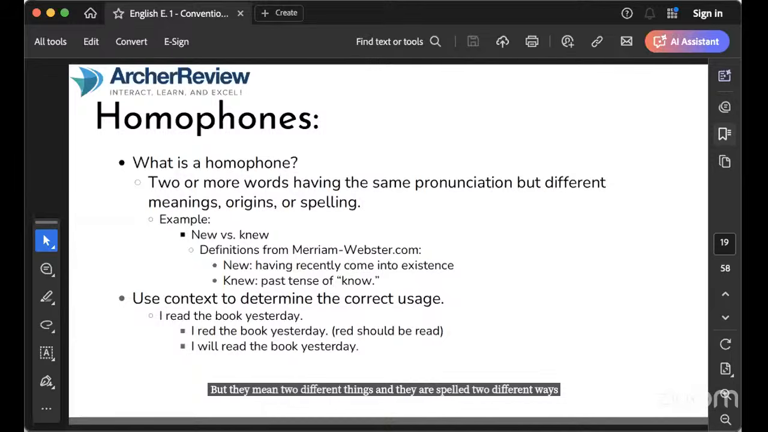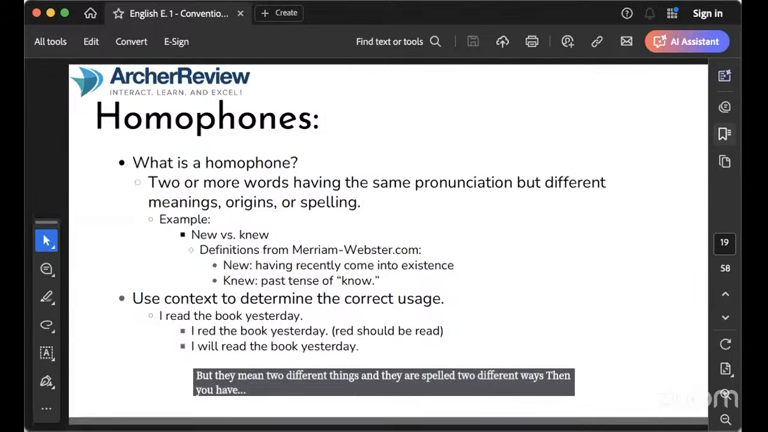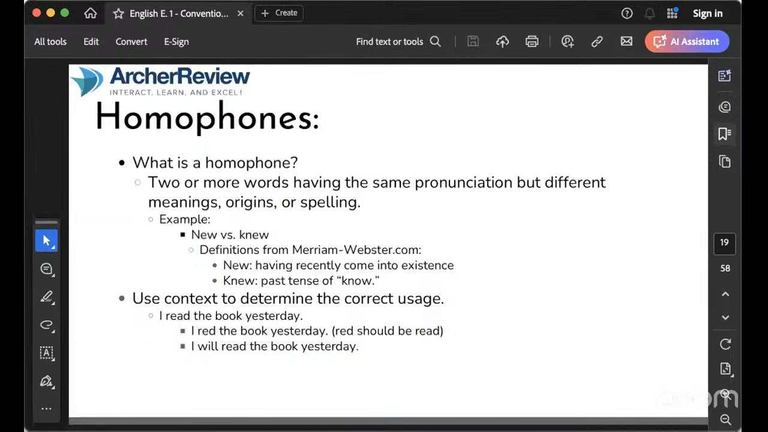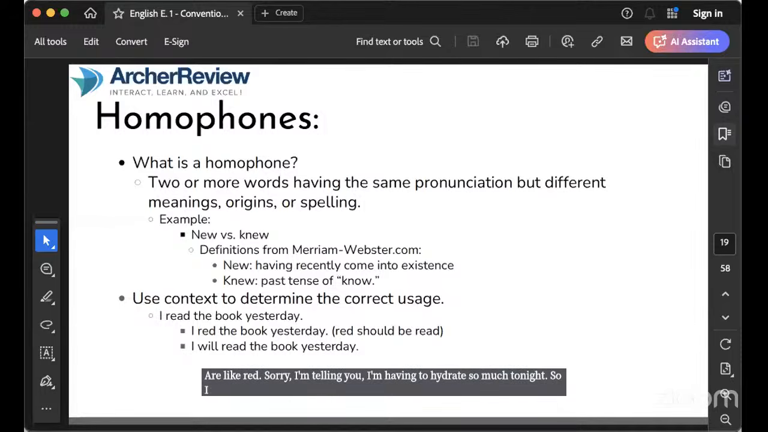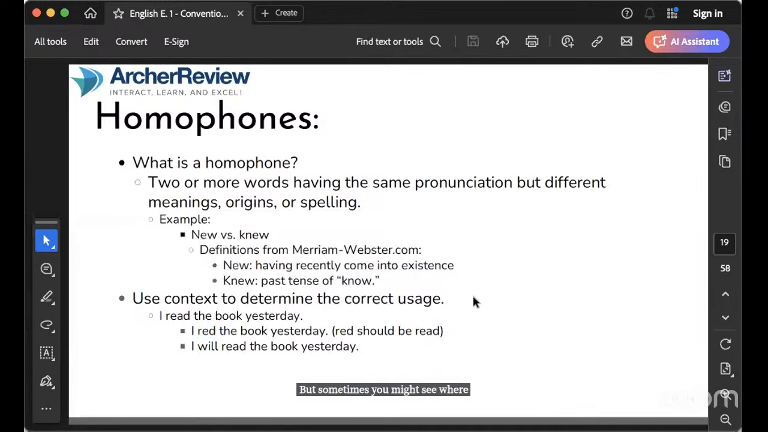Then you have some words that are like read. Sorry, I'm having to hydrate so much tonight. So, I read the book yesterday. Well, this one's a real doozy because R-E-A-D could be pronounced read, past tense, or you could pronounce it read, present tense, but in this one you know they were saying read because it happened yesterday. But sometimes you might see where they put R-E-D.